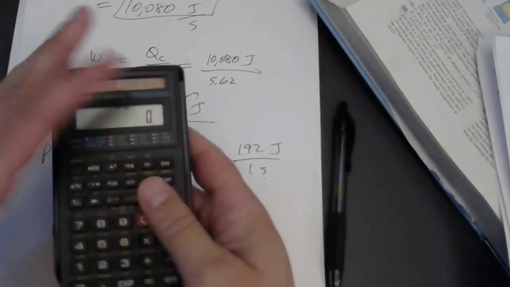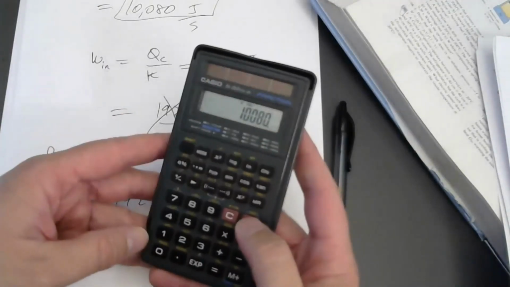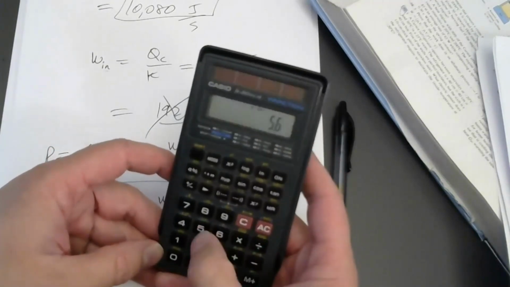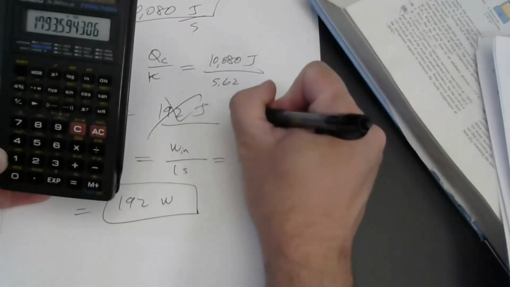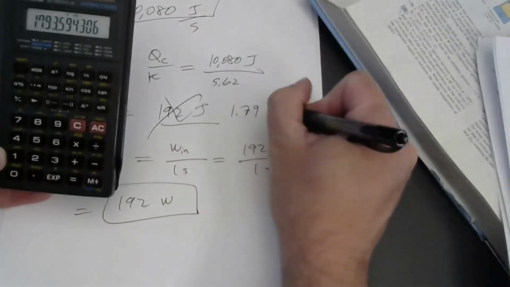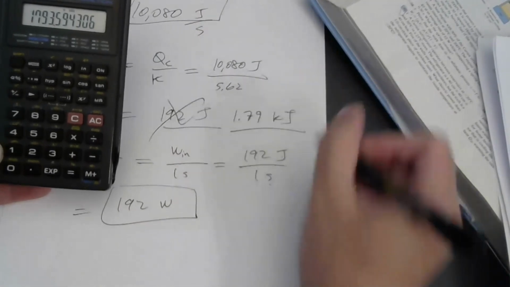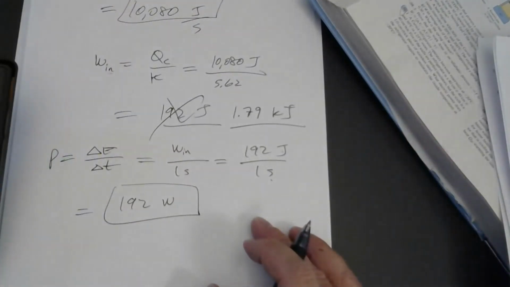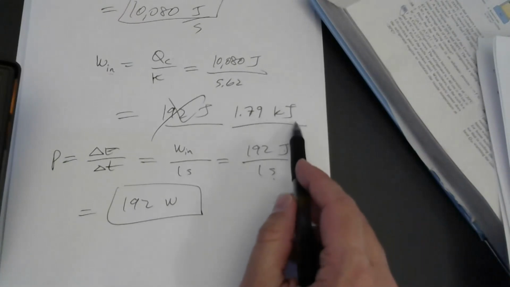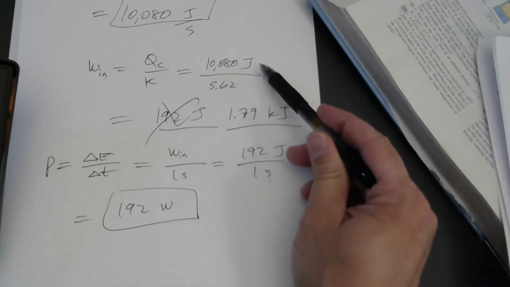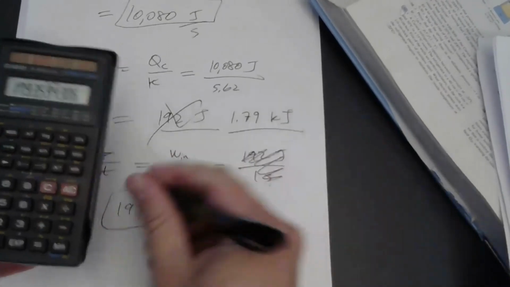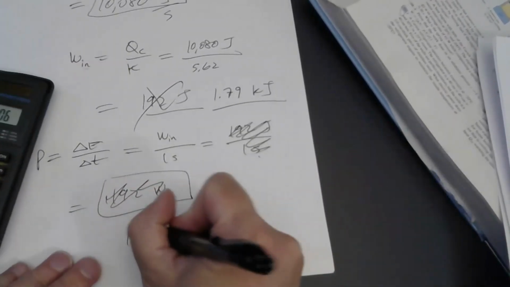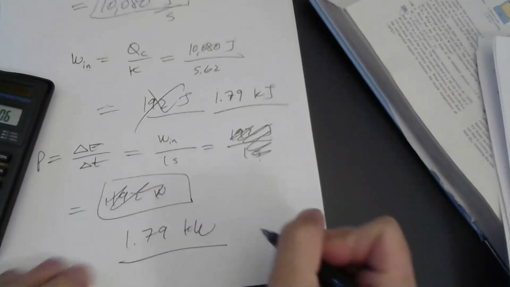Let's try that again. 10,080 divided by 5.62. There we go. Okay, so that's more like 1.79 kilojoules. That sounds more reasonable. Almost 2 kilojoules are required from the power company to scoop out the 10 kilojoules of heat from the freezer box. So this number should be a little different, and I'll just skip straight to 1.79 kilowatts.